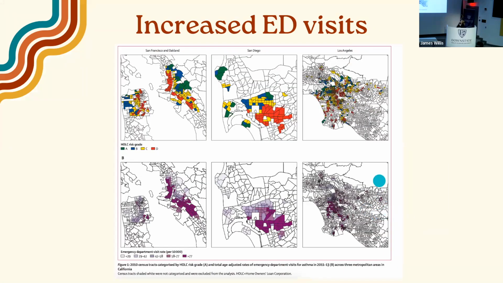Just to try to make it a little bit more relevant to the ED, this is a study that looked at rates of ED visits for asthma exacerbations and its association with redlined neighborhoods. This is looking at different cities across California, and all of the cities that they looked at across California, redlined neighborhoods have much higher rates of ED visits for asthma exacerbations.